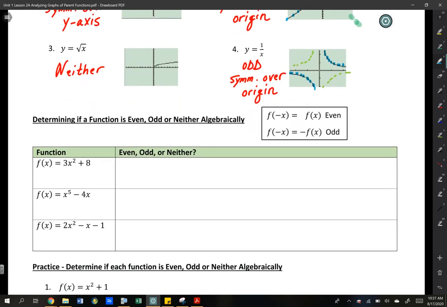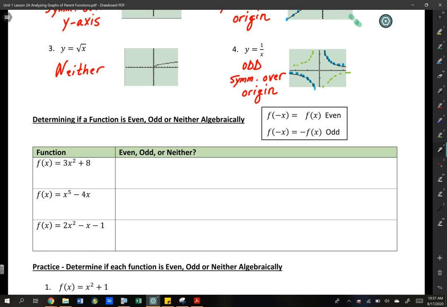Now, if you're not sure, you can also do it algebraically. If you replace x with a negative x in the function, and you end up with the exact same function, it's even. If you replace x with a negative x in the function and every sign changes, all of them change, it's odd. So let's look at some examples.